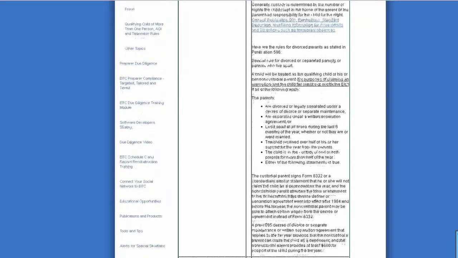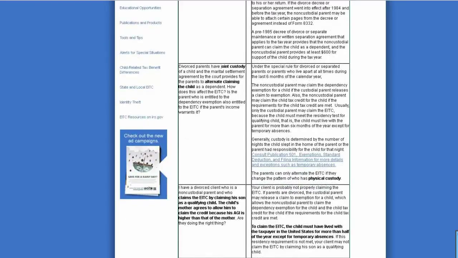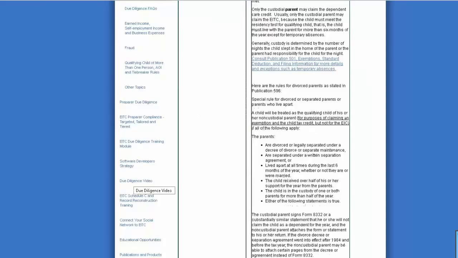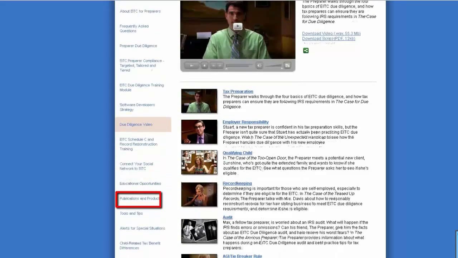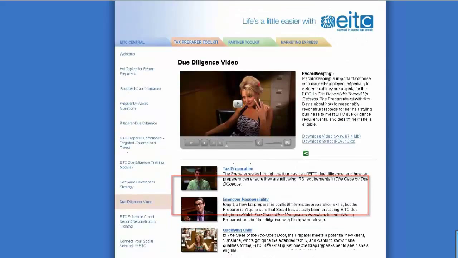So the fact that you can actually show this page to your customer on the IRS website, I think, is a useful tool, especially if you have a client who is second-guessing you. Now, if we continue down the page, you can see that we get to a link which offers due diligence videos. And on this page, that's where you go and you find some pretty good videos. One of my favorite is this one on record keeping. You click on the record keeping video, and I'll just play a segment of it for you here.